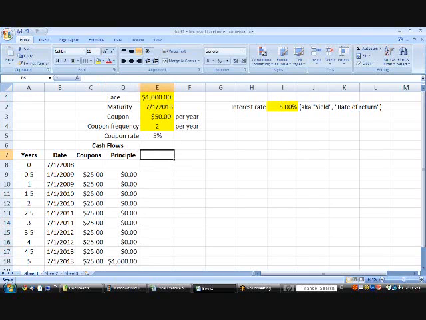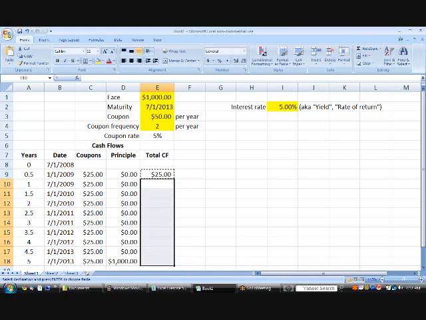And then we'll sum up. We'll have a separate column to sum up these cash flows. We'll call it total CF for total cash flow. And we'll just take the coupon cash flow plus the principal cash flow, which on every date is $25 except for the maturity date, when the total cash flow is $1,025.